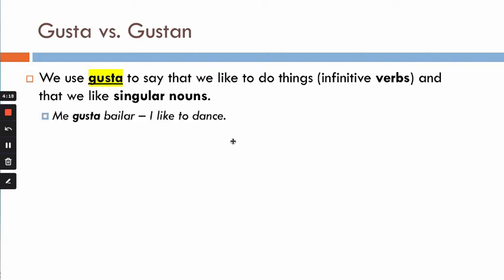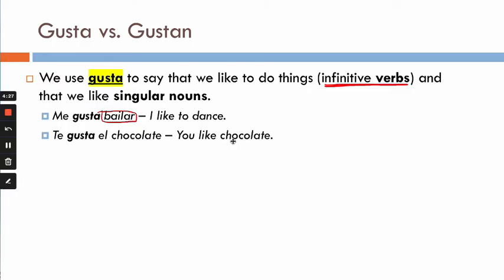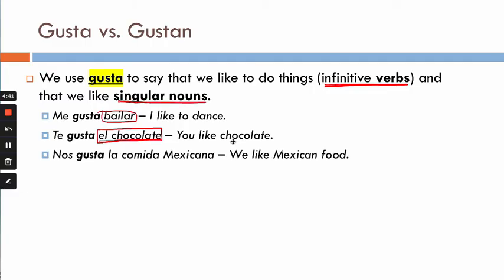Here are a few examples of using gusta. Me gusta bailar. I like to dance. So bailar, that's one of our infinitive verbs. Te gusta el chocolate. You like chocolate. El chocolate, that's a singular noun. Nos gusta la comida mexicana. We like Mexican food. La comida, that's also a singular noun. So in all of those cases, we're going to use gusta.